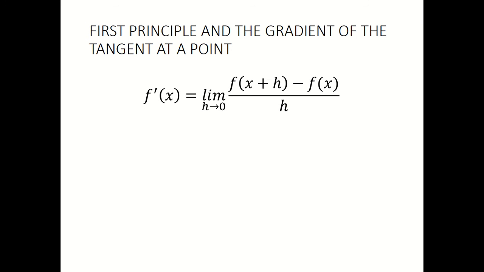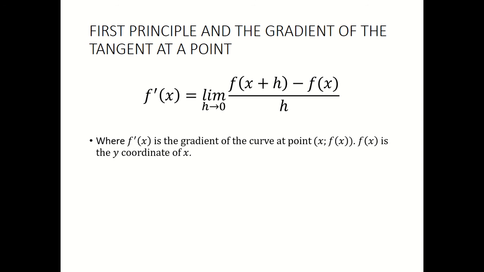Hence, we have this equation over here. Now, please note, we normally refer to this as f prime x. Please note that f prime x is actually the gradient of a tangent to the graph. F prime x is just the gradient of a tangent to the graph, okay? Where f prime x is the gradient to the tangent at the graph. Basically, this point will be where x is x and the y value will be f of x. h is the change in x, and this change approaches 0.